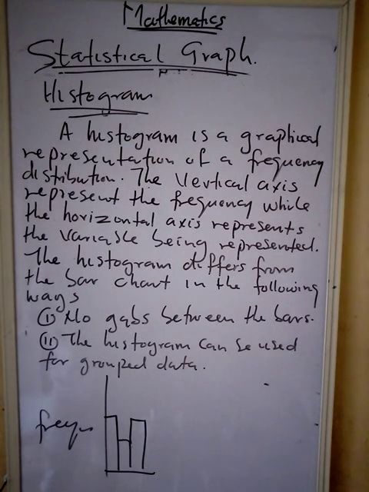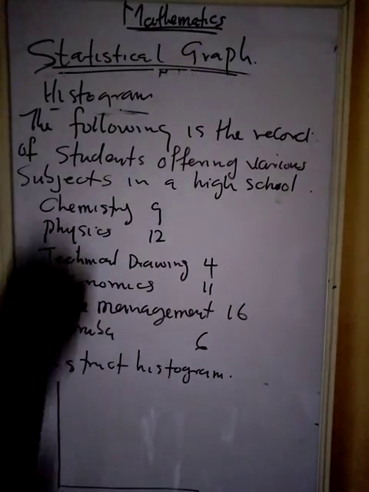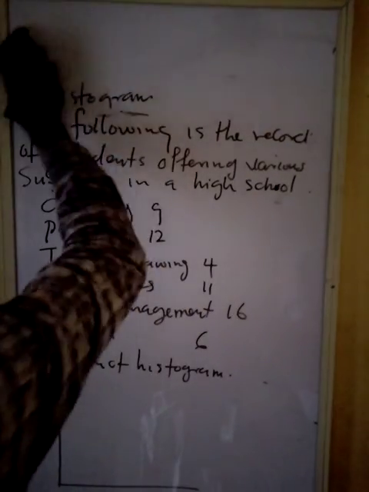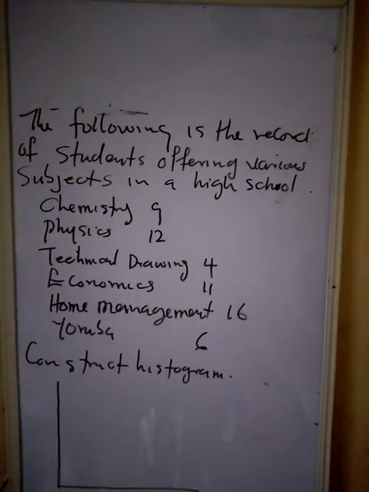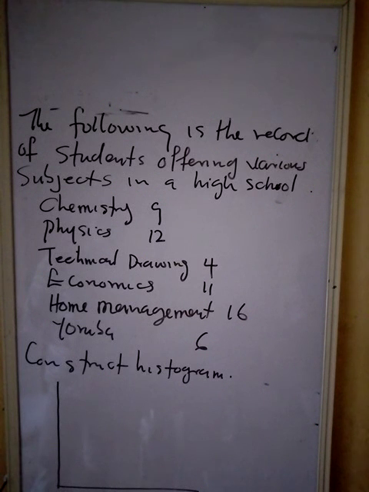So let's take an example. We want to construct a histogram with this information. The following is the record of students offering various subjects in the high school: chemistry 9, physics 12, technical drawing 4, economics 11, home management 16, Yoruba 6. So we have to construct the histogram.